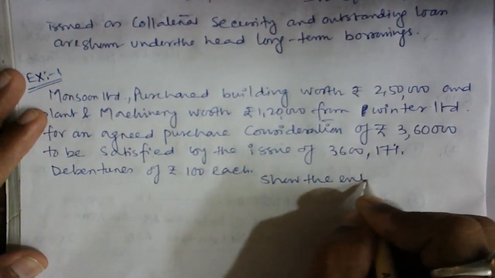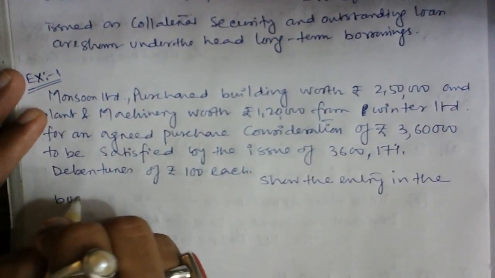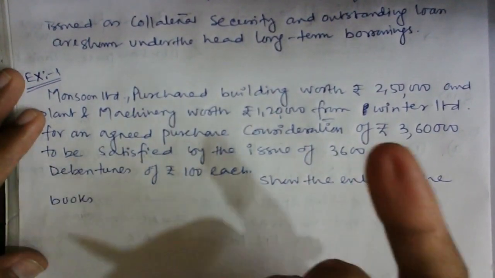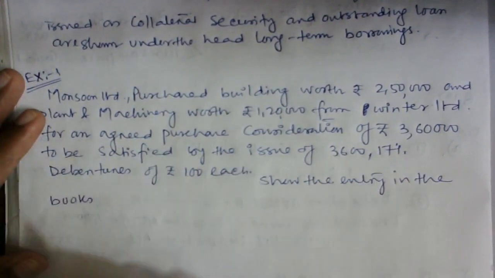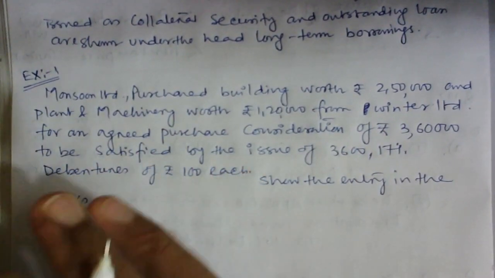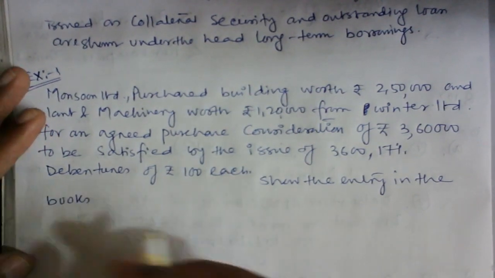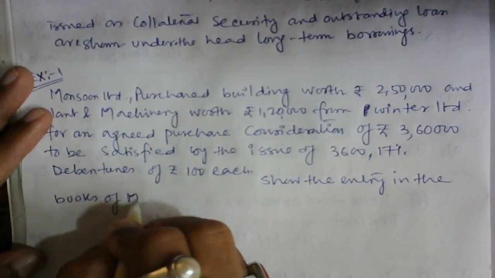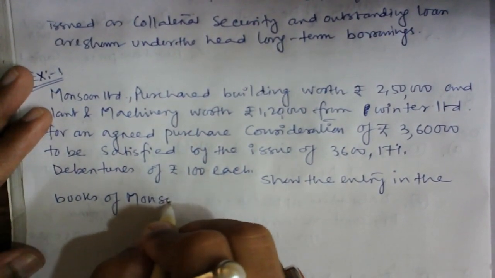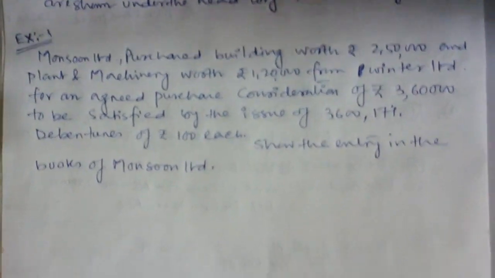So the entry in the books of Monsoon Limited, mainly the company who issued the debenture, we are going to show the entry in that book only. Remember, the company who issued the debenture for collateral security or other than cash, we are going to make the entry in this company's books only. Okay, Monsoon Limited. So the entry need to prepare in the books of Monsoon Limited.